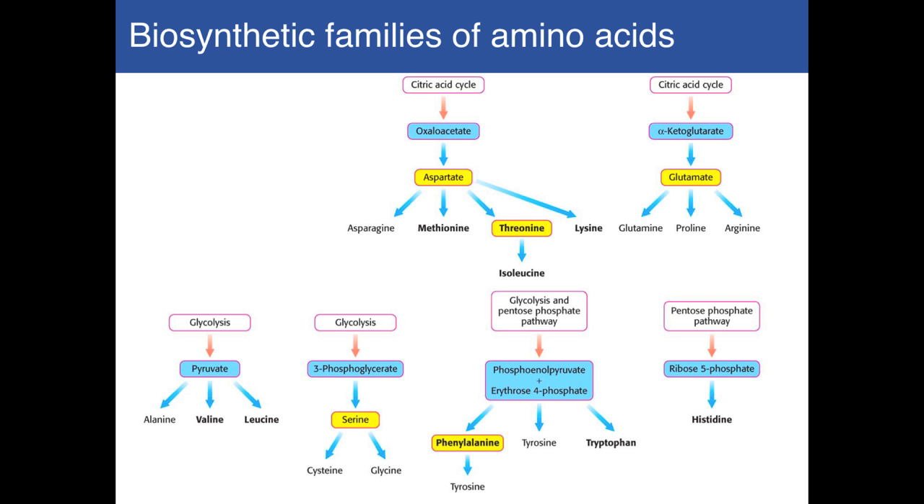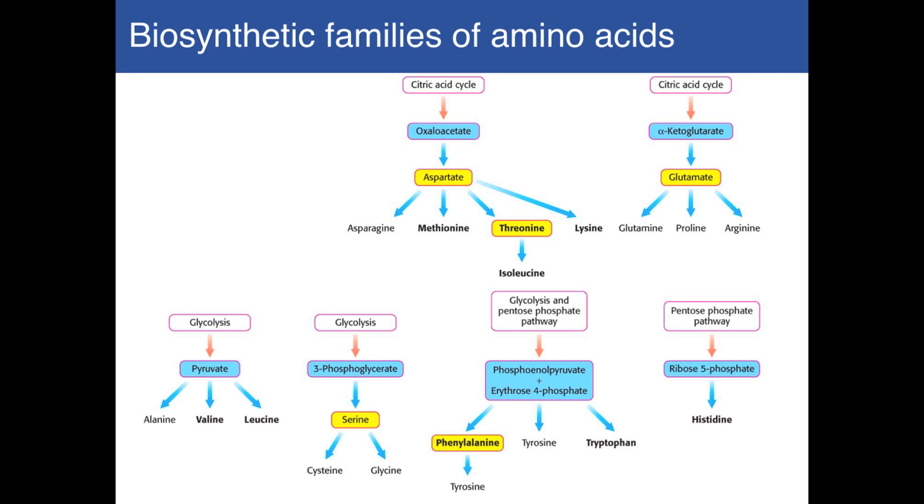Citric acid cycle can also produce alpha-ketoglutarate. From alpha-ketoglutarate, we can make glutamate, and from there, we can make glutamine, proline, and arginine. Pentose phosphate pathway, ribose 5-phosphate, we can make histidine. Glycolysis, we make phosphoenolpyruvate and erythrose 4-phosphate. From there, we can make phenylalanine and tyrosine. We can also directly make tyrosine, and we can make tryptophan.